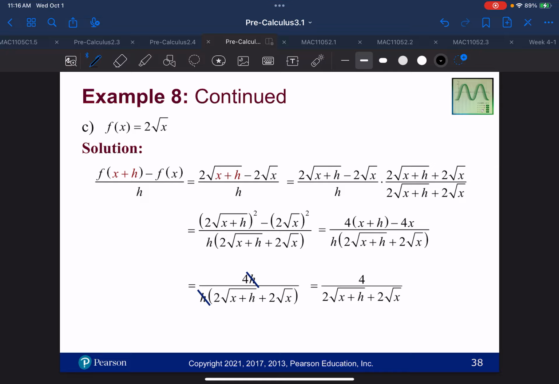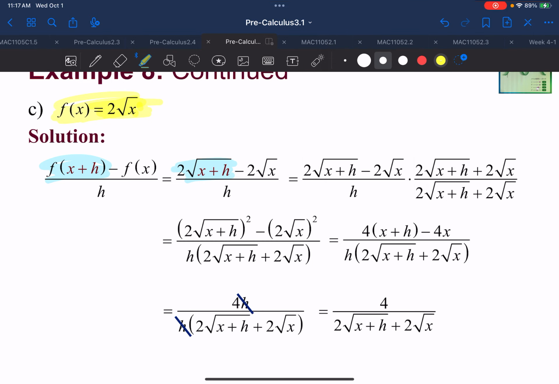Okay, I'm not going to do this example, I think. Maybe I'll just go over it real quick, because this one has a square root. So our original function is 2 times square root of x. So for the first part, we get 2 times the square root of x plus h. And then f of x is 2 times the square root of x.